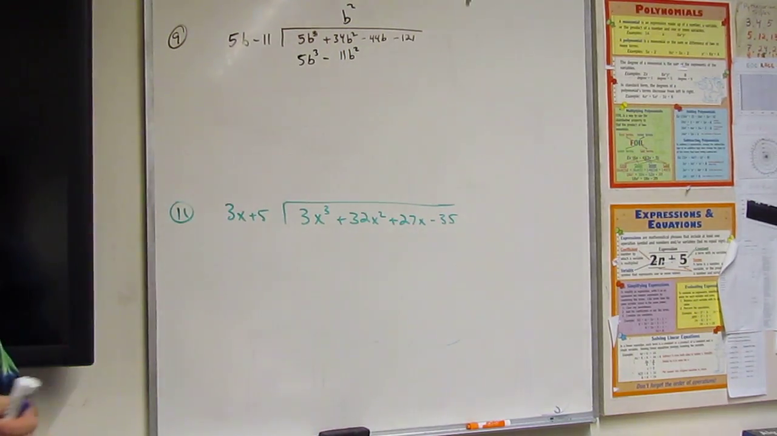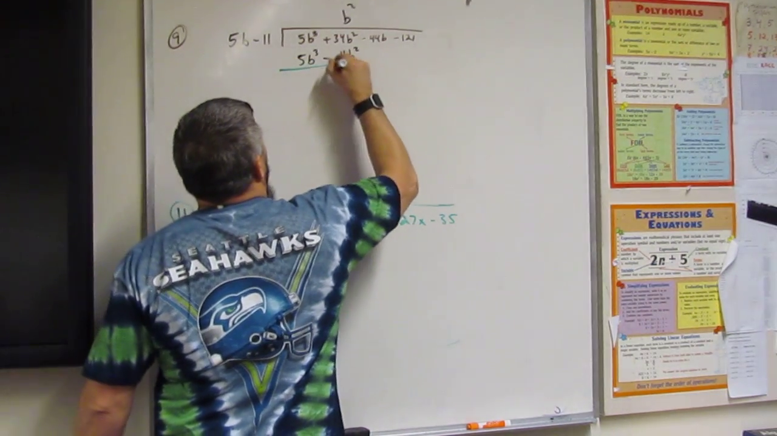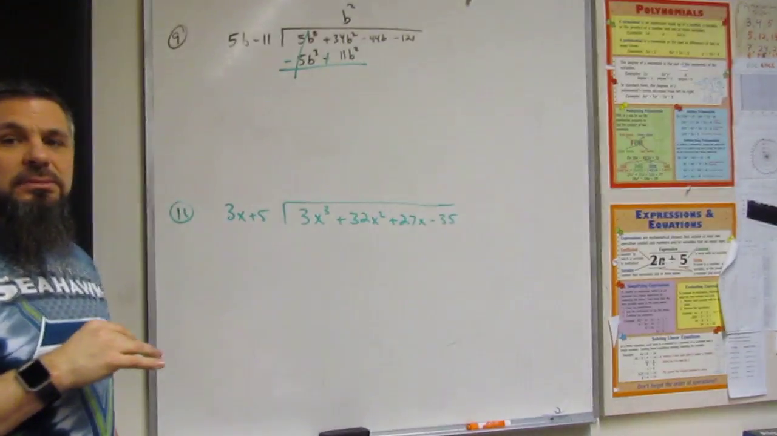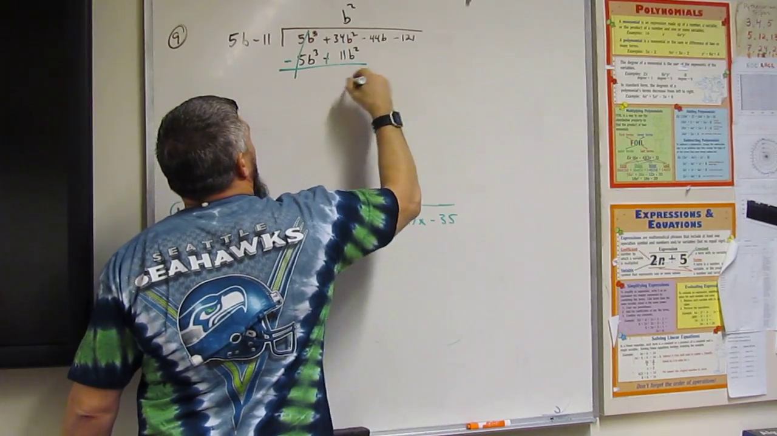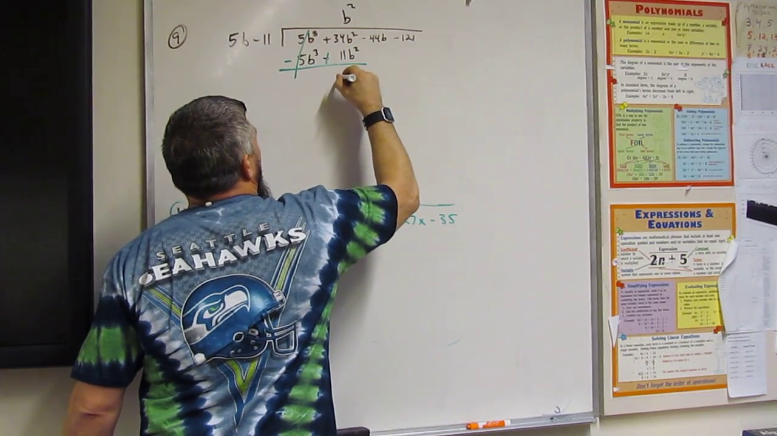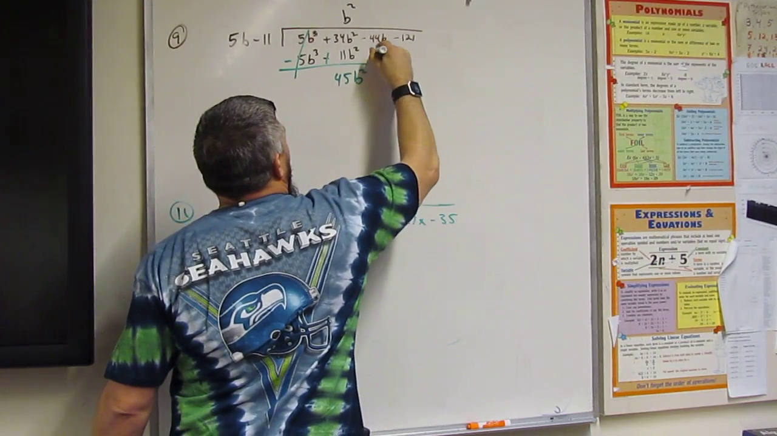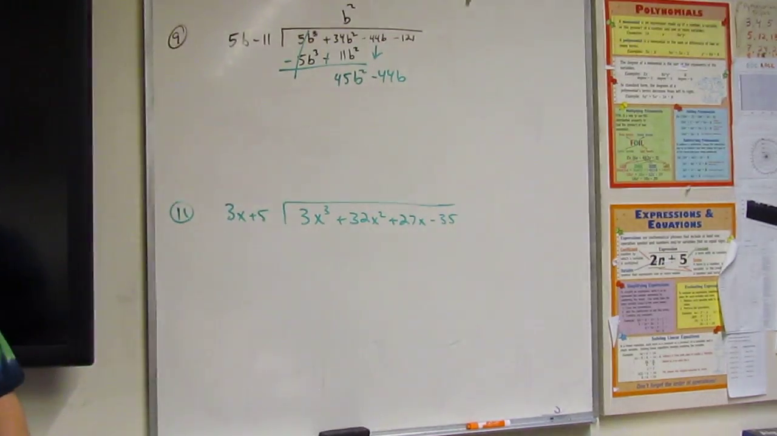And then what do we do? Draw the line and change the signs. These cancel. These are the same, so I'm going to add them up. So I get 55, or no, 45b squared. And then bring this down, I get minus 44b. And then what times 5 is 45? 9. And what times b is b squared?